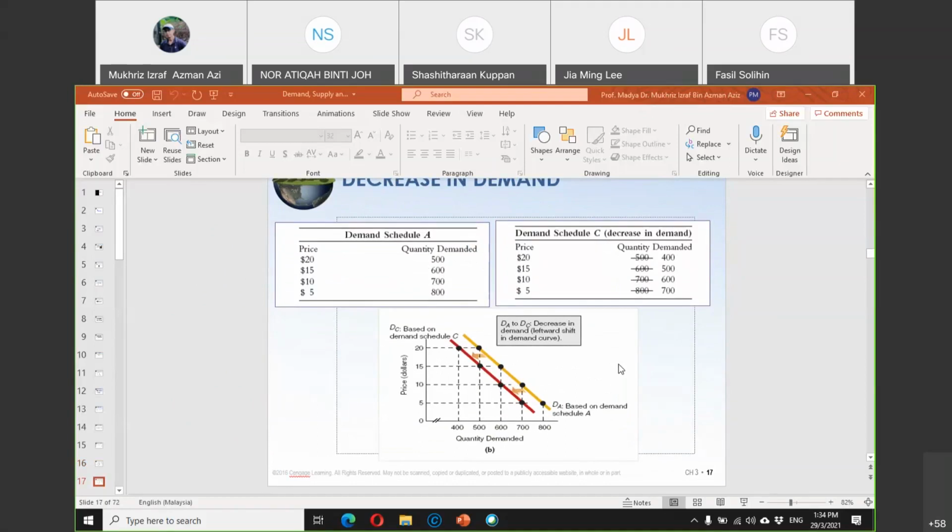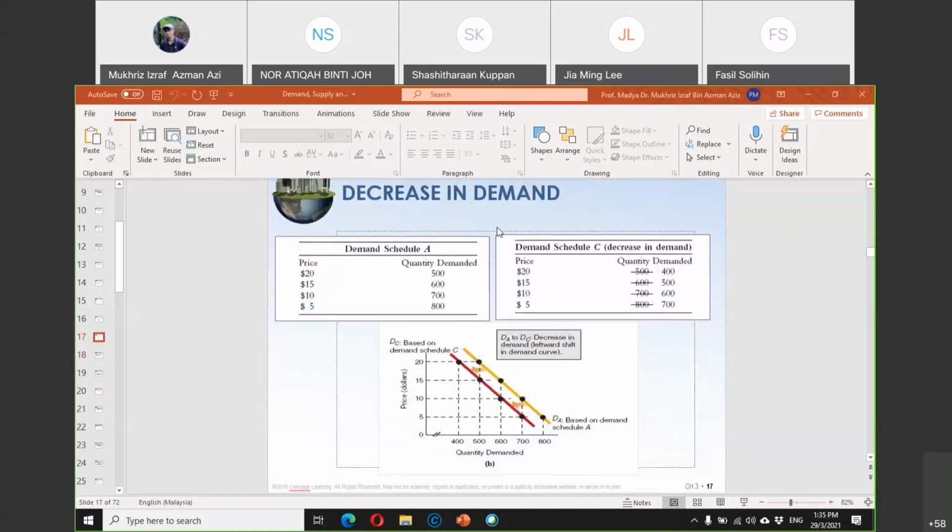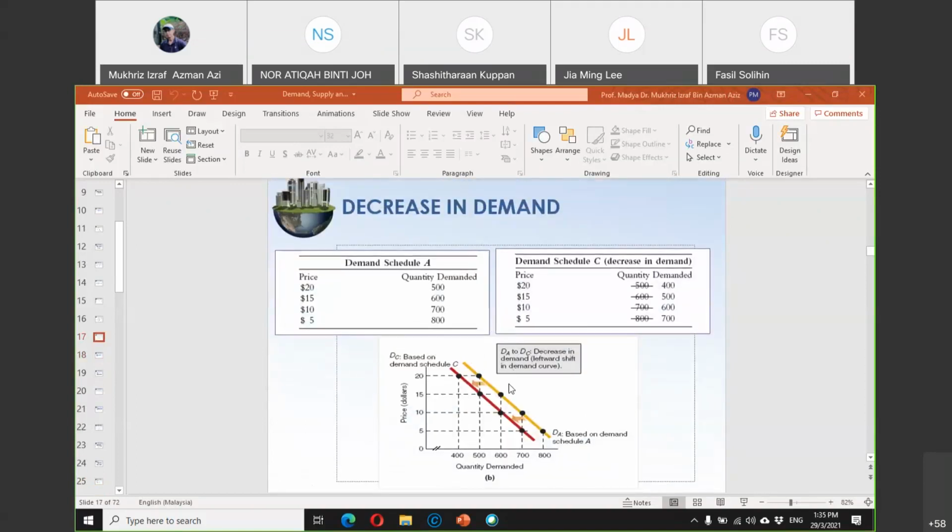Okay, so the words increase or decrease in demand directly refer to the shifting of the demand curve. The main thing is, what are the causes for the demand to increase or the demand to decrease? A decrease in demand will cause the curve to shift to the left.